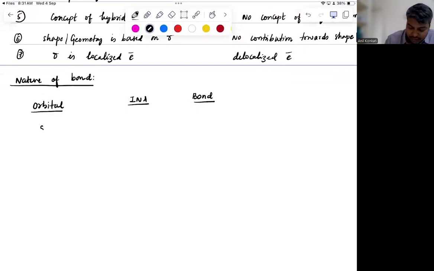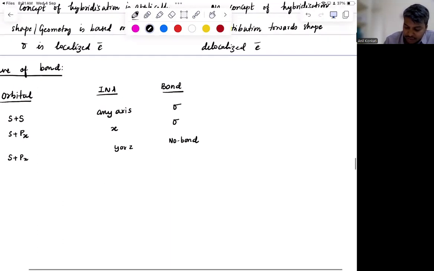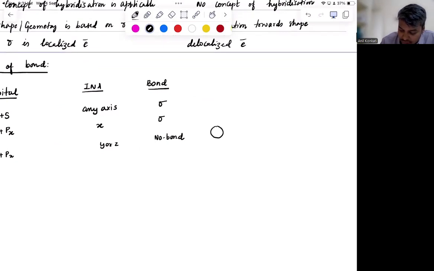Suppose there is an s and s overlapping happening. If you take any axis, the bond formation is always sigma. If it is s plus px and x is the internuclear axis, then it is sigma. If it is s and px and y or z is the internuclear axis, then there is no bond formation. It is like bonding this way, and the internuclear axis is this one, so there is no bond here.